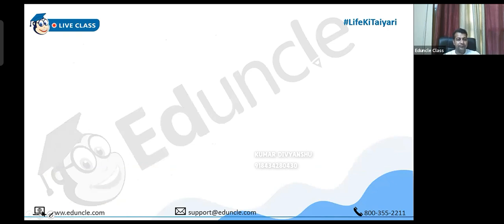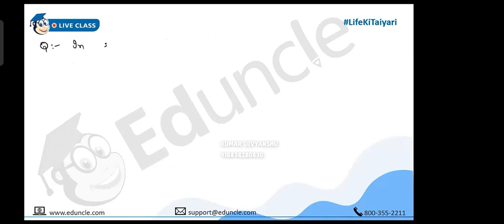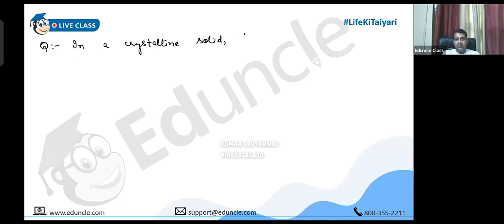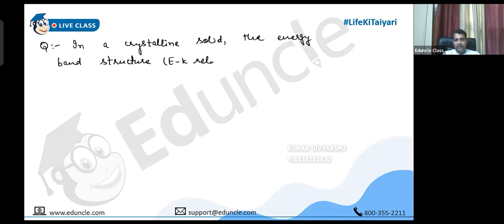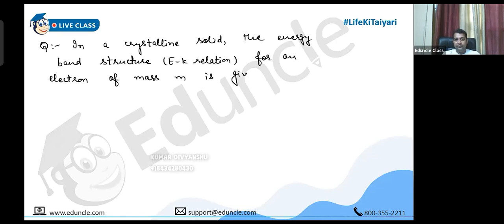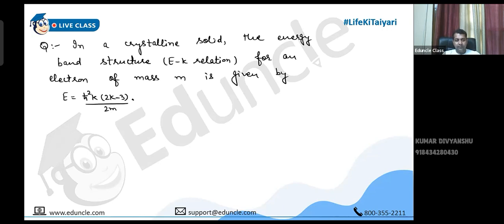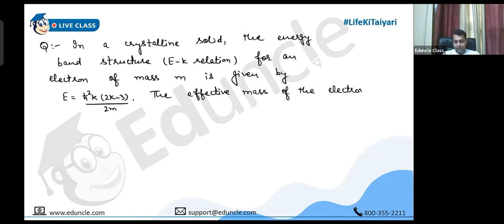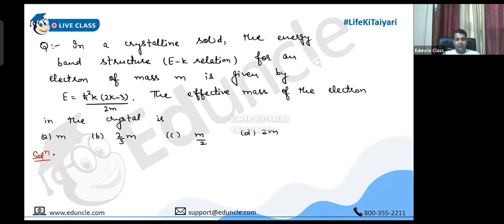Now, next one. In a crystalline solid, the energy band structure, that is E-k relation, for an electron of mass m. This is from IIT JAM 2006. Please check it.